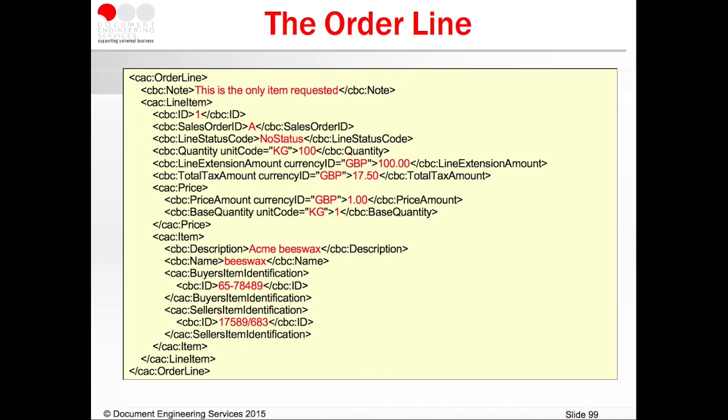If we jump in to have a look at the UBL document instance, this is what an XML document describing that order line could look like. So we can see there is a descriptive note, there is information about the quantity, the monetary amounts, a description of the item, its name, and various identifications, numbers or codes to identify that from the buyer and the seller perspective. That constitutes an order line.